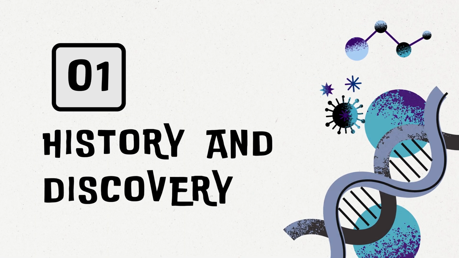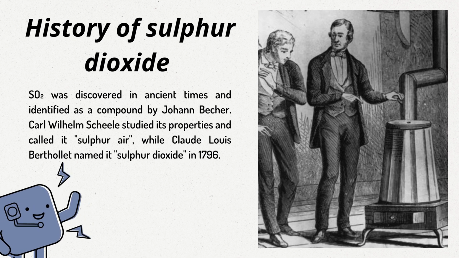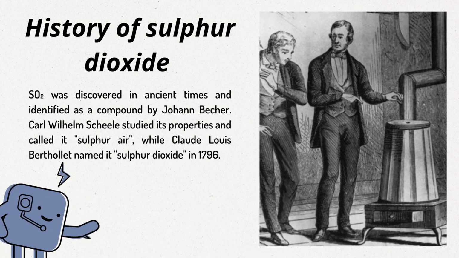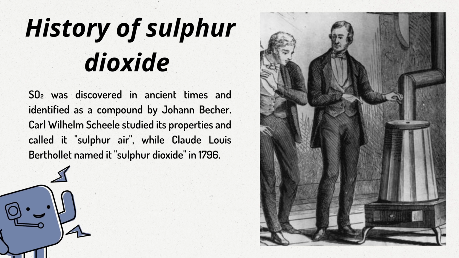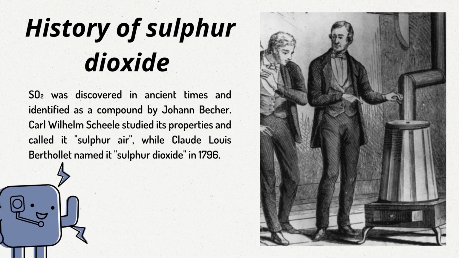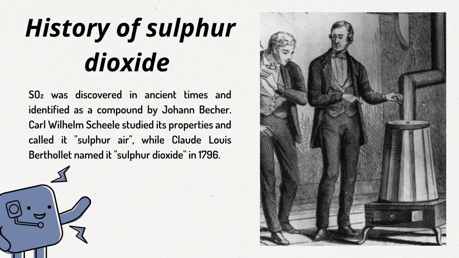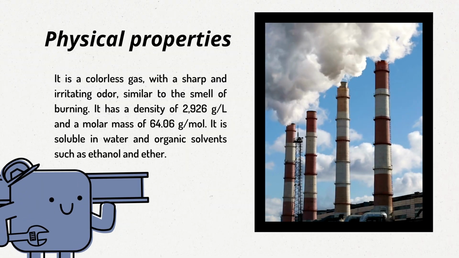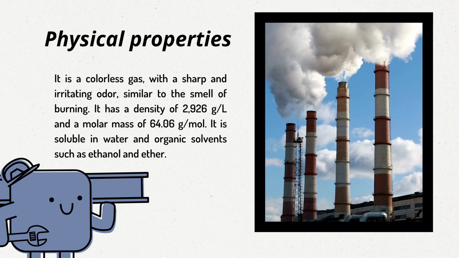History and discovery. Sulfur dioxide was discovered in ancient times and identified as a compound by Johann Becher. Carl Wilhelm studied its properties and called it sulfur air, while Louis Bartlett named it sulfur dioxide in 1796.